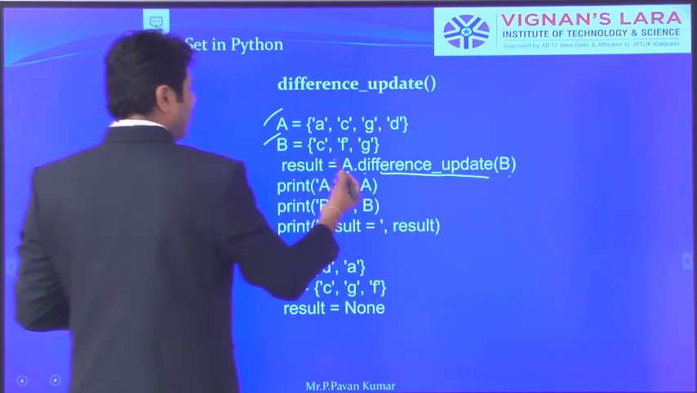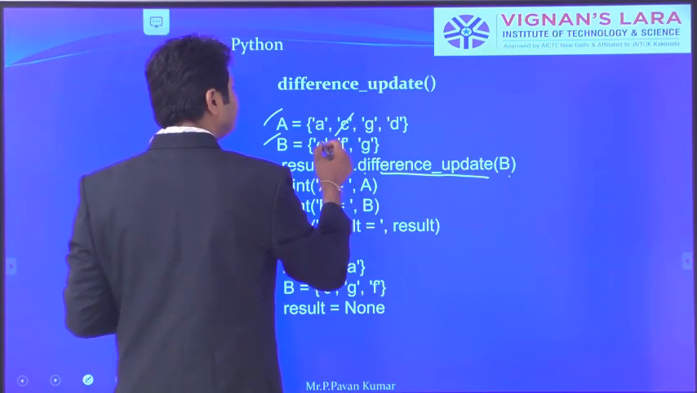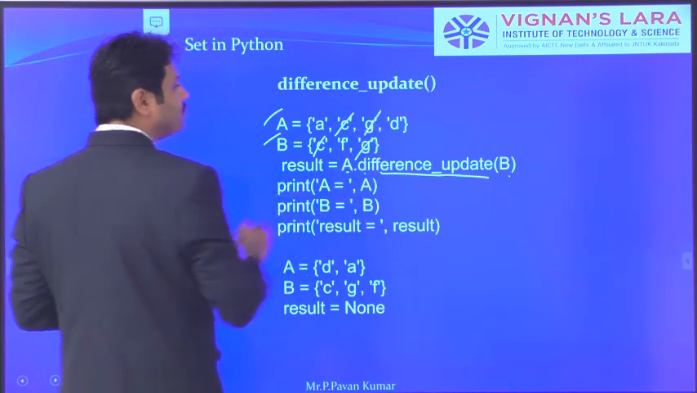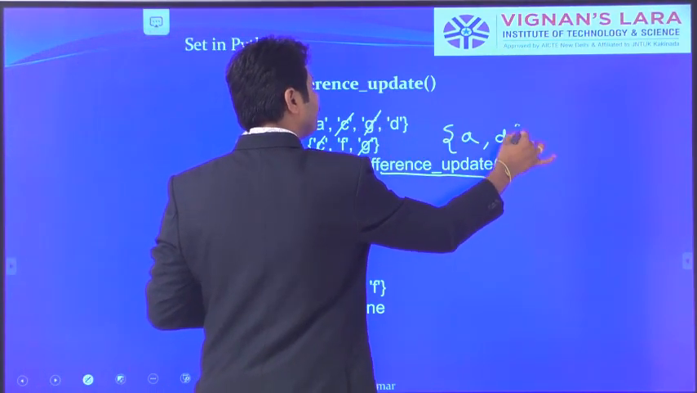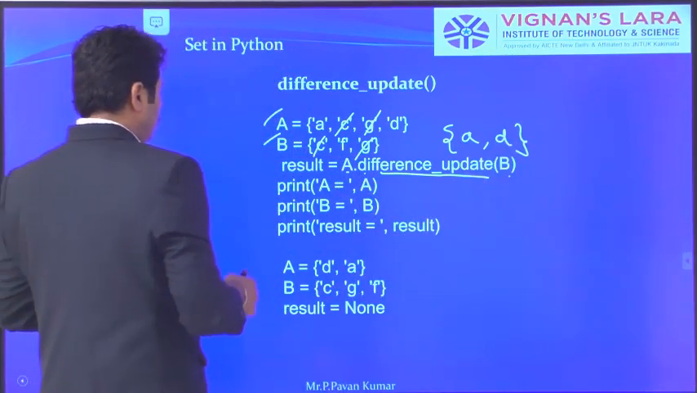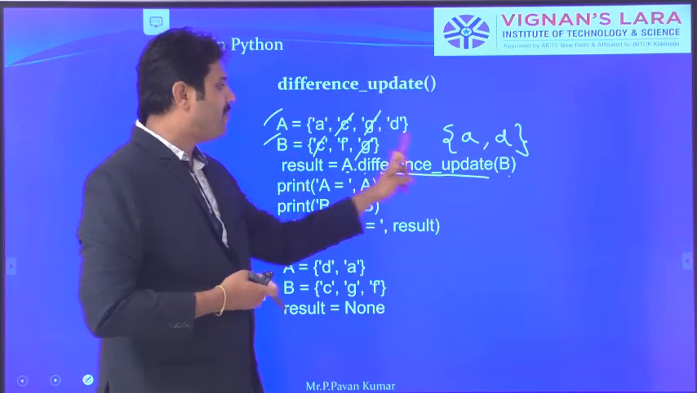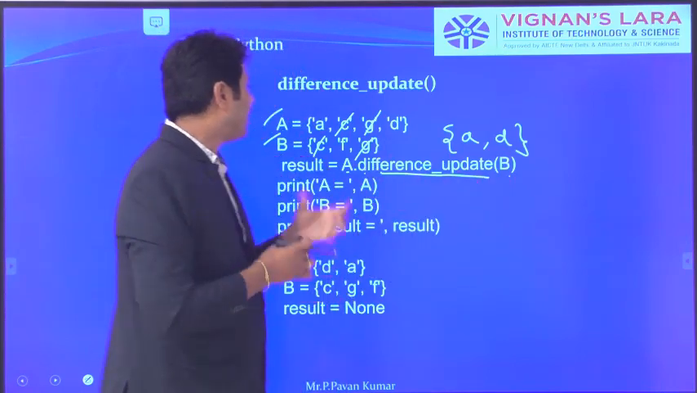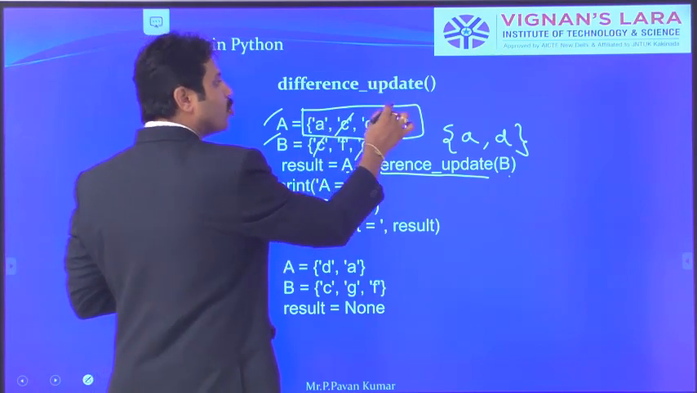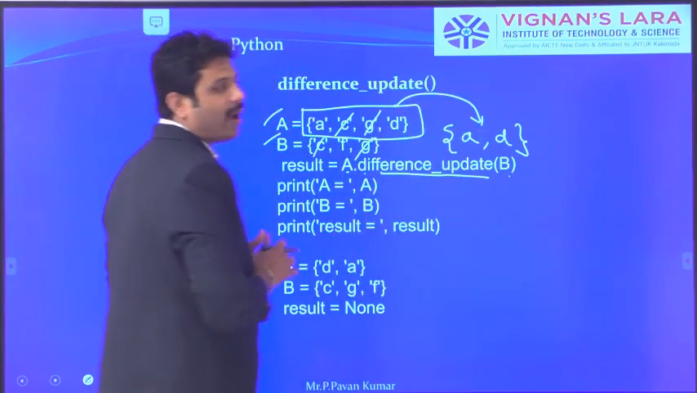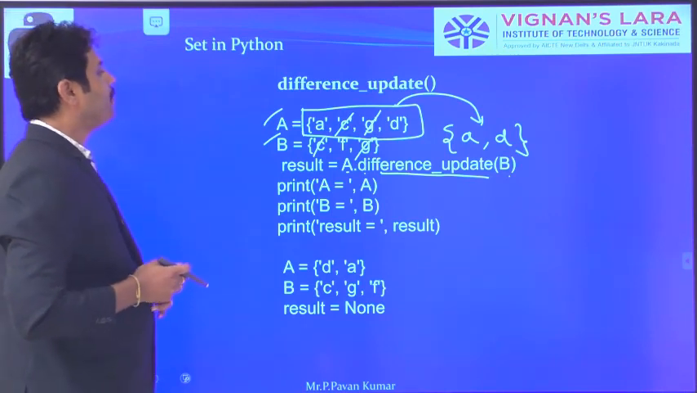So what are the common elements in A and B? C and G. So finally it contains A, B. So now A is going to be updated with this set. A four-item set is going to be updated with a two-item set. This is the difference update.